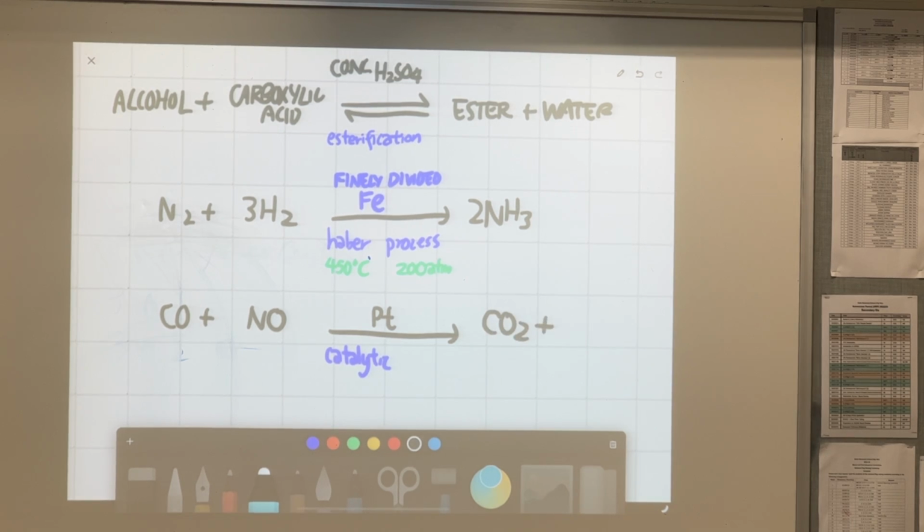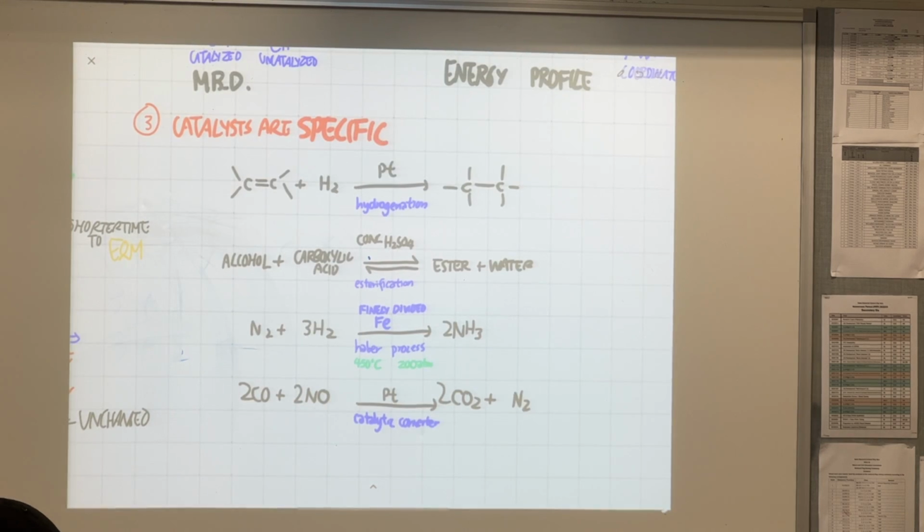Dioxide and nitrogen. Just nitrogen, not NO2. NO2 is also toxic. Okay, it's toxic, yes. So 2221. So that's the catalytic converter.